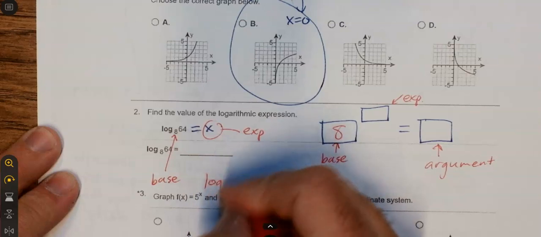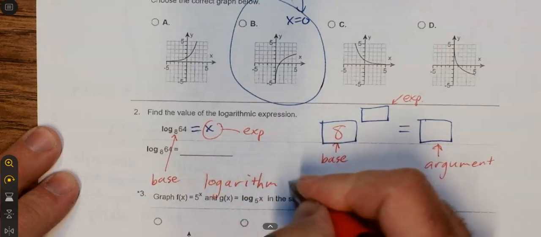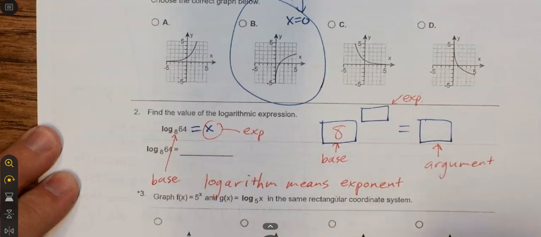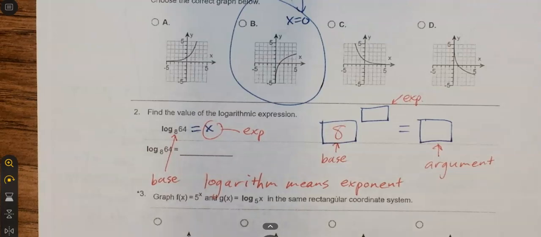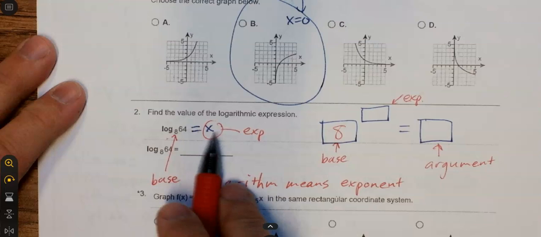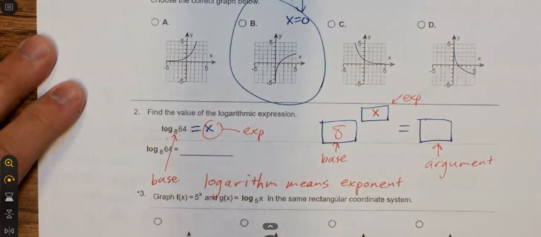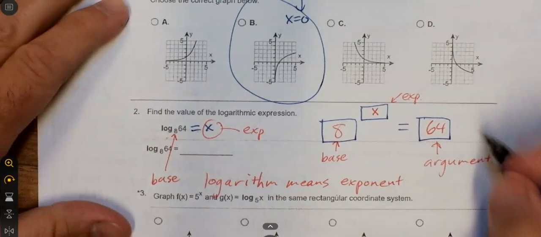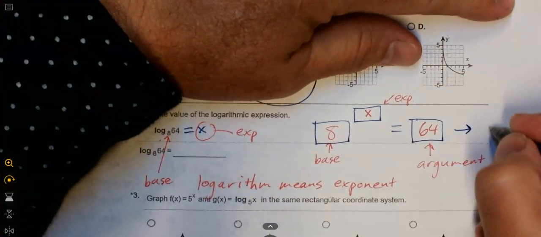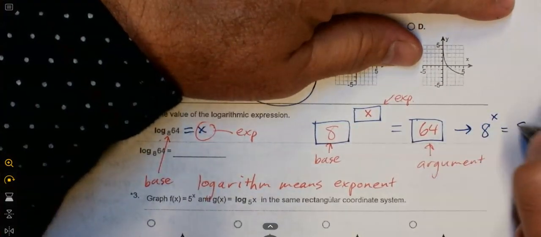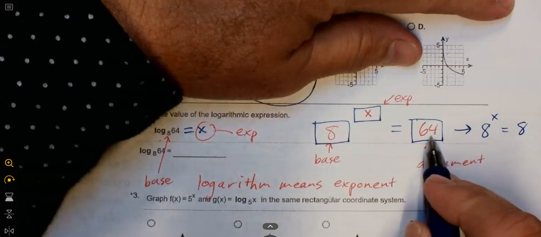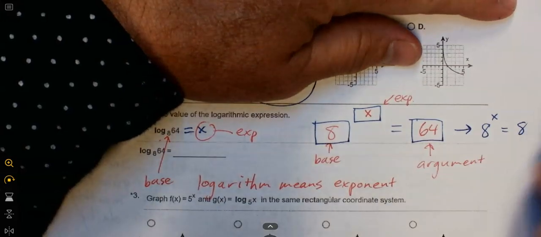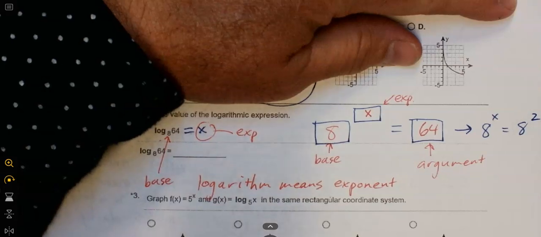Remember, I kept writing things down like logarithm means exponent. Logarithm means exponent, so log means exponent, so x is, and that leaves one box left, which is 64. So to continue this question, we would say things like, okay, we know the left side is 8 to the x, but how could I rewrite 64 as a power of 8? Is it 8 to the first? Is it 8 to the second? 8 to the third? 8 to the fourth? 8 to the fifth? Hopefully you would say 8 squared.